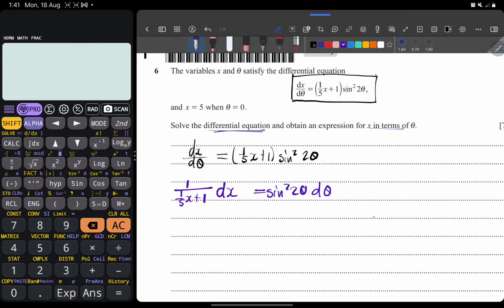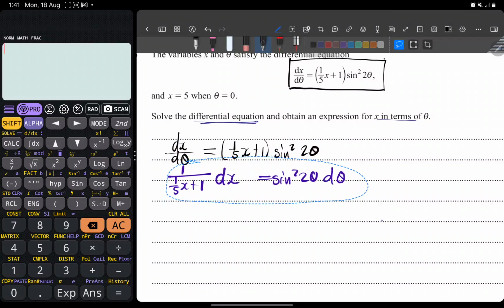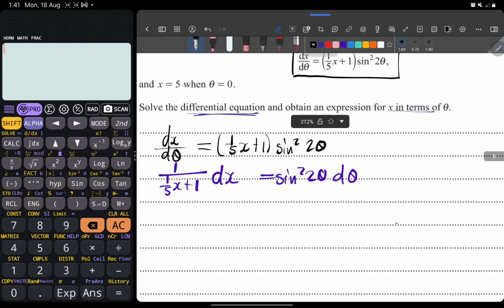Now, once we get to this stage, we have done the first step, which you always do, called separation of variables. When you do this, what do you then do? You start integrating. So let's zoom in so that we can do it. I don't want to waste space because we're going to need all the space we can find. So let me move this up here. All right, so now let's start. What are we going to do now? We're going to introduce integration. So the integral of 1 over 5x plus 1 with respect to x is equal to the integral of sine squared 2 theta d theta.